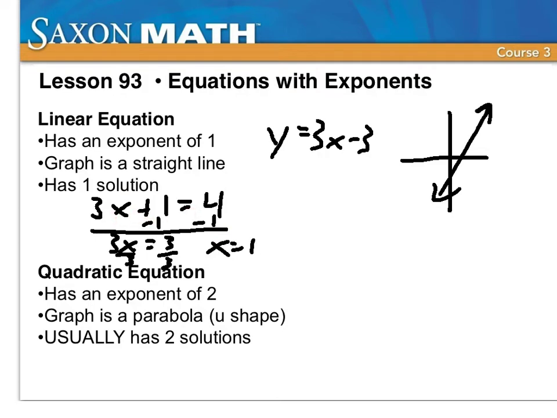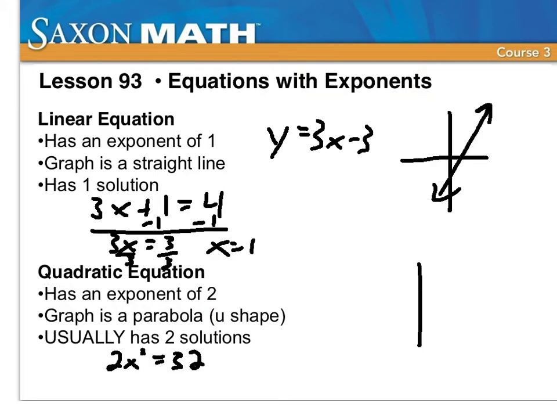Now a quadratic equation is different. A quadratic equation is something that has an exponent of 2. So for example, it might be, I don't know, let's go 2x squared equals 32. So now I have an exponent of 2 right here. And the graph is going to be a parabola, or a U-shape.